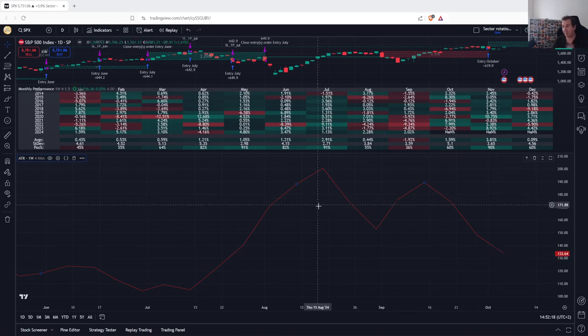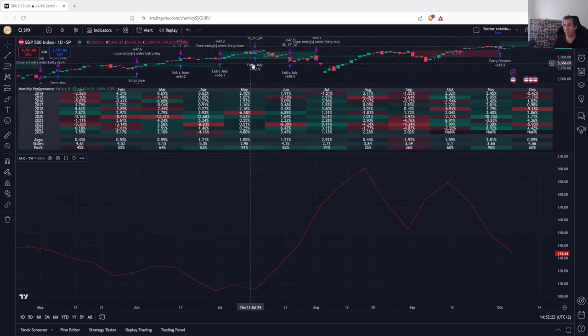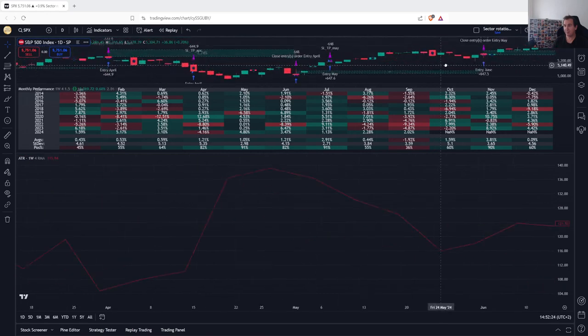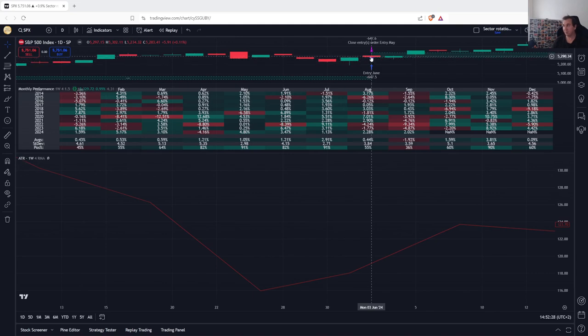Unfortunately, we cannot see it here, but we can imagine. So let's say, for example, we take this trade right here on the 3rd of June. We can see on the 3rd of June our entry price would be 5,283. And we can see that the ATR is close to 120. So if I take 120 multiplied by 1.5, it's going to be 160.